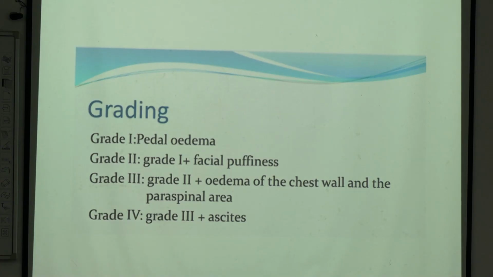So here again there is a grading of Kwashiorkor just for academic purposes. Grade 1 is pedal edema, grade 2 is edema plus facial puffiness, grade 3 is edema of the chest wall and the paraspinal area, and grade 4 is all this plus ascites.